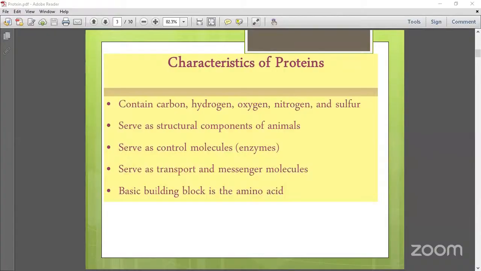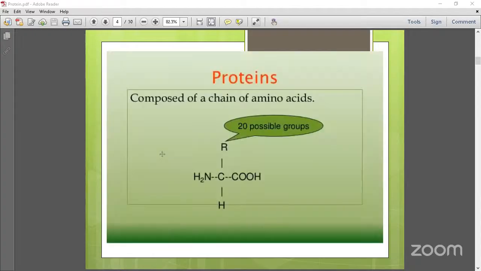About the classification and characteristics of the protein. Here, as we know, the proteins containing carbon, hydrogen, oxygen, nitrogen, and sulfur serve as structural components of the animals. And here you can see the structure of the proteins, which is composed of a chain of amino acids.